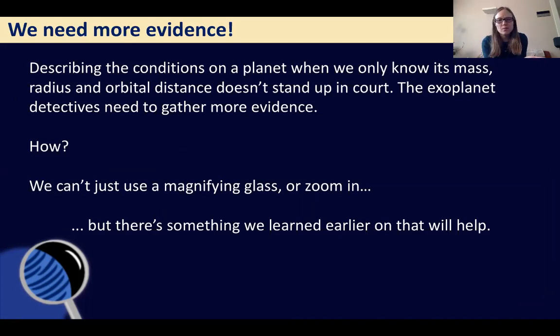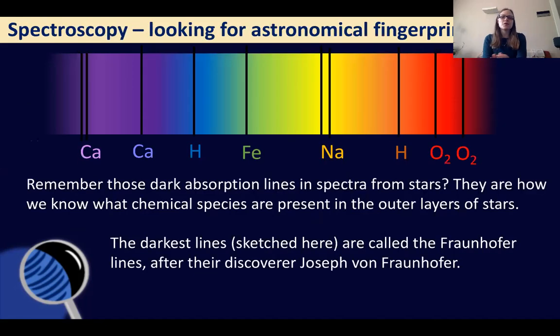We can't just zoom in and take a picture. So we need to find a way of getting that evidence using those indirect methods that we talked about for planet detection. And the thing that we can use is a technique called spectroscopy.